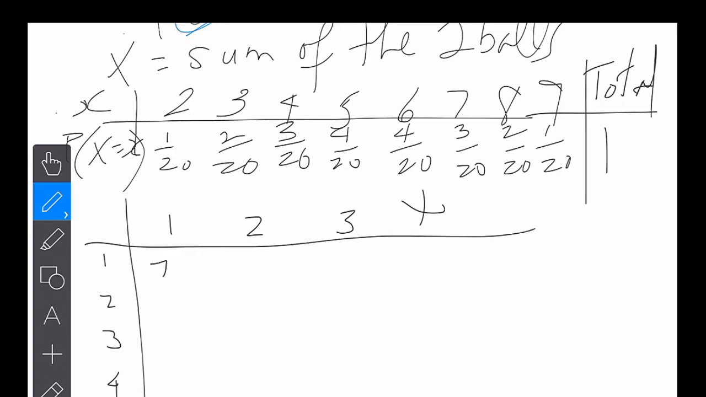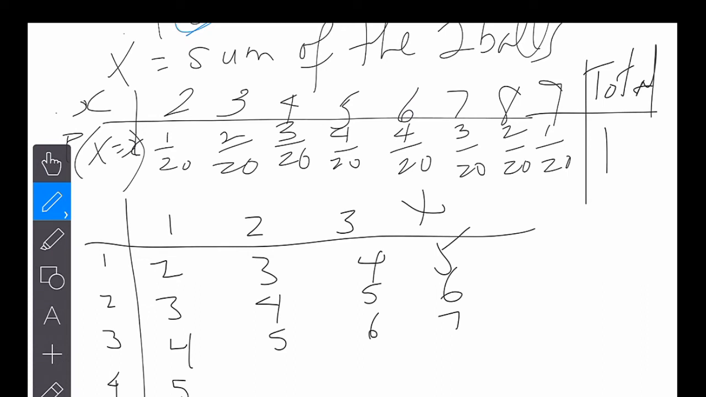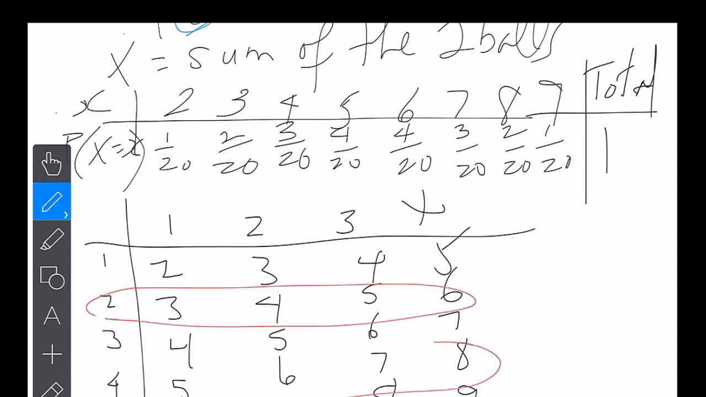So the sums again are 2, 3, 4, 5, 3, 4, 5, 6, 4, 5, 6, 7, 5, 6, 7, 8, 6, 7, 8, 9. Okay. And now for event A, I used red. All of these are the possible outcomes of event A. So what's the probability of A?